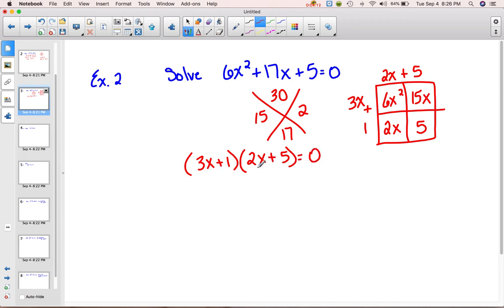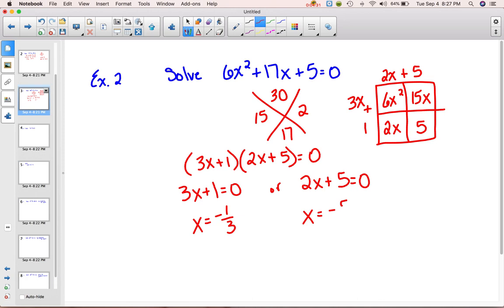Remember, you could always multiply this out to show that you do get that. So we have 3x plus 1 equals 0, or 2x plus 5 equals 0. So here we're going to subtract 1 and divide by 3, so we get x equals -1/3, and here we'll get x equals -5/2.